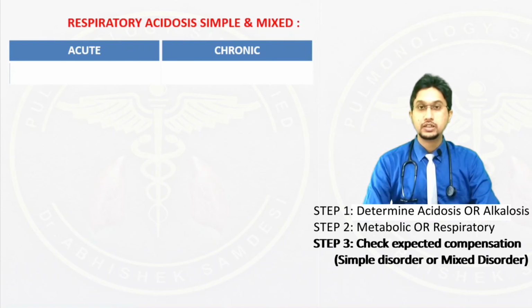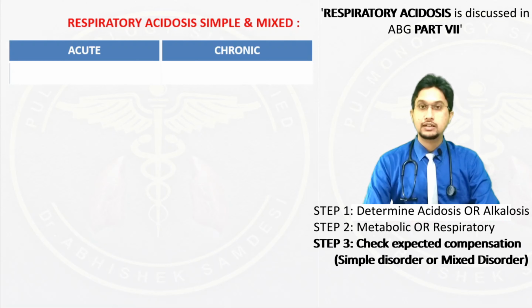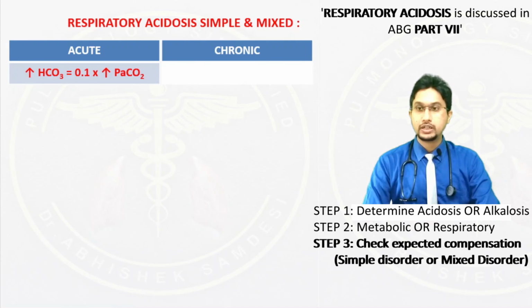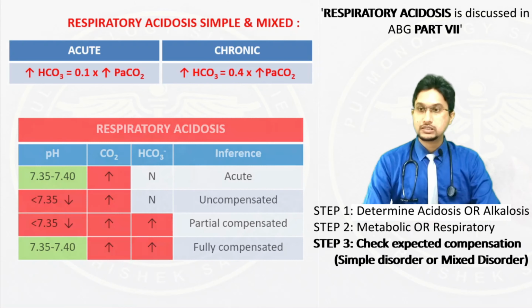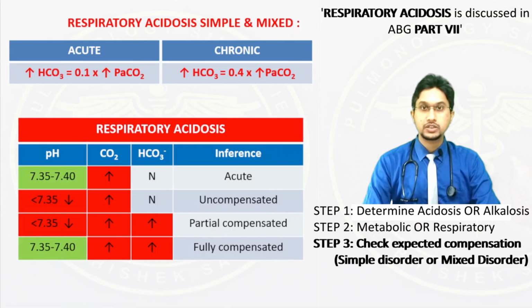In respiratory component, you will have acute compensation and chronic compensation. The acute compensation is given by the formula of the elevated bicarbonate should be equal to 0.1 into the elevated carbon dioxide. Whereas for a chronic expected compensation, it is given by the formula of elevated bicarbonate equal to 0.4 into elevated carbon dioxide. So we have already discussed this table in respiratory acidosis video.